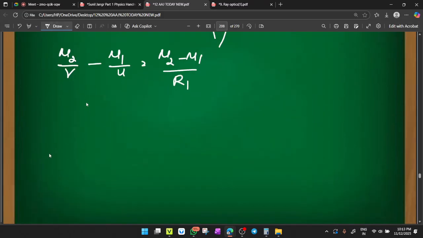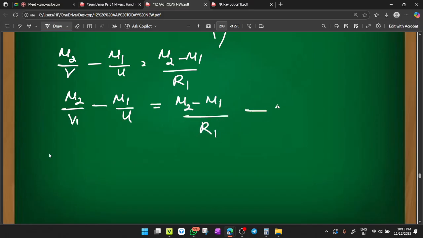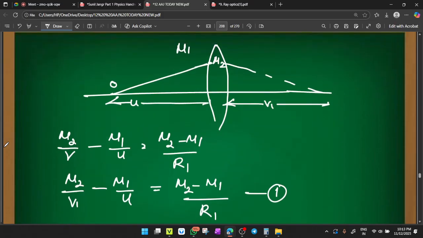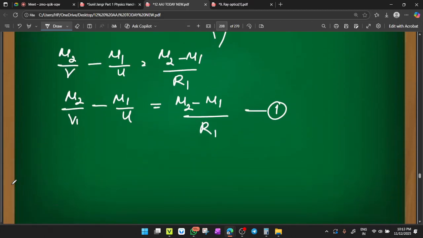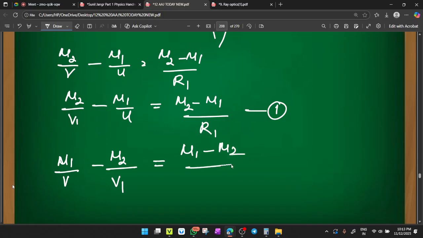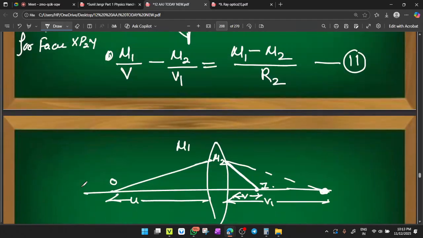You just place all these values: mu2 upon v1 minus mu1 upon u equals mu2 minus mu1 upon r1. So this was your equation number 1. And after that, this V1 becomes your object, and the final image is given by the second surface at the place of I, image here V. So you just interchange. So mu1 upon V minus mu2 upon V1, in the place of U there would be V1, equals mu1 minus mu2 upon R2. Clear or not? This we have done till now.